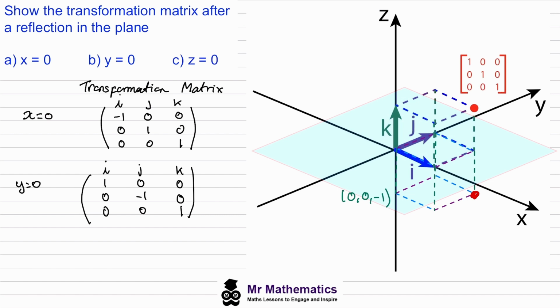So our transformation matrix becomes, when z equals 0, we have 1, 0, 0 for I. For j, we have 0, 1, 0. And for k, 0, 0, and -1. Okay? So these are the three transformation matrices after a reflection in the plane x equals 0, y equals 0, and z equals 0. I hope you found that useful.